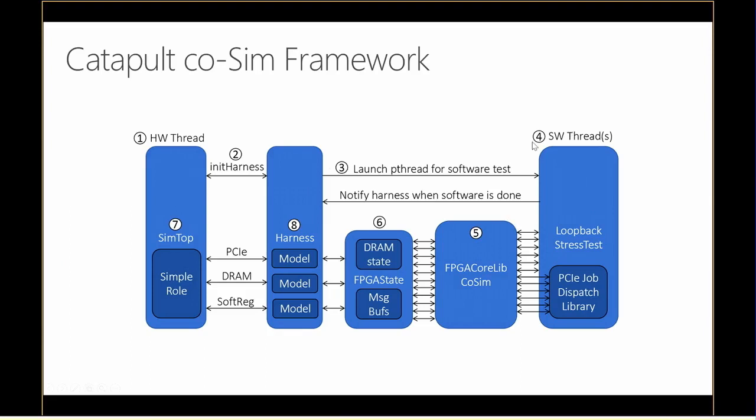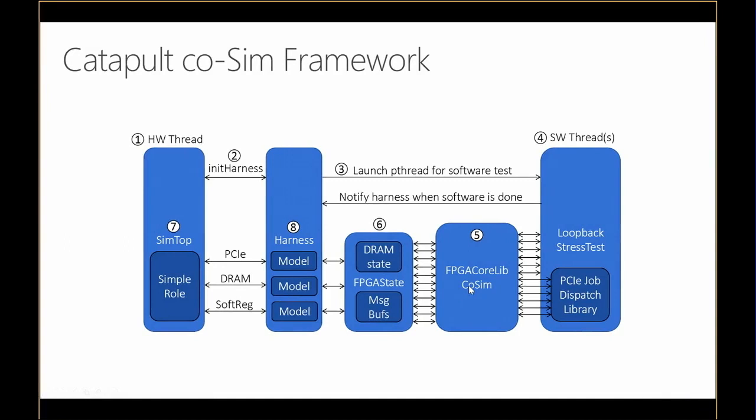So number 4 is the software program. For example, the provided loopback stress test is compiled with defined code theme 1. Then the program runs and calls the API call as usual without further modifications. These API calls are redefined in the FPGA core lib code theme, which interacts with the simulated Catapult FPGA state instead of the Catapult hardware board through the drivers. And the FPGA state data structure is accessed concurrently by the software program through the FPGA core lib code theme, and by simple row through the test harness.